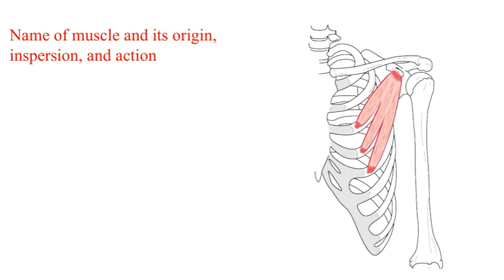When we talk about the name, it often gives us clues about the muscle's location or role. The origin refers to the fixed point where the muscle begins, usually on a bone or cartilage, while the insertion is where the muscle attaches to movable bones. The action describes what the muscle does when it contracts, such as flexion, extension, or rotation.